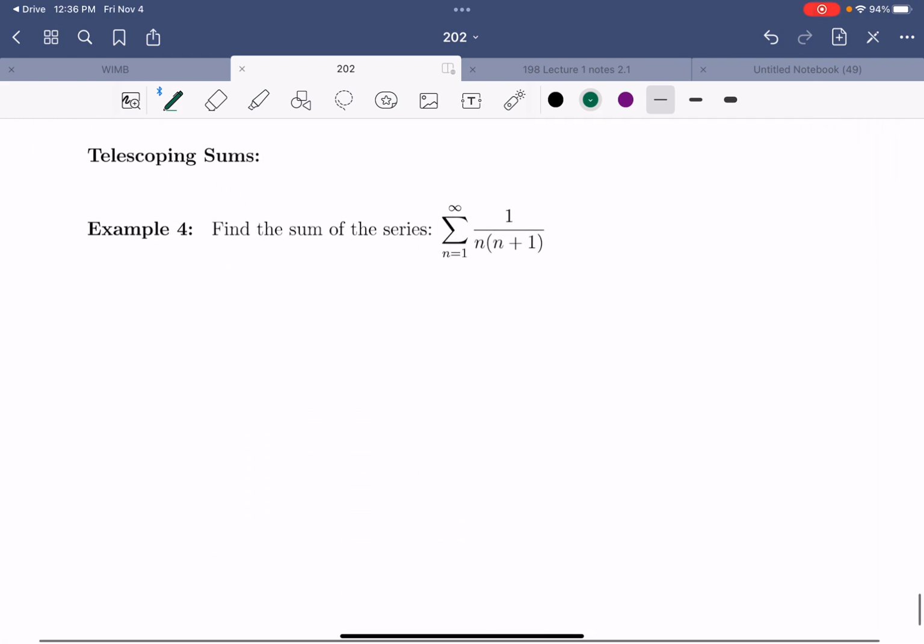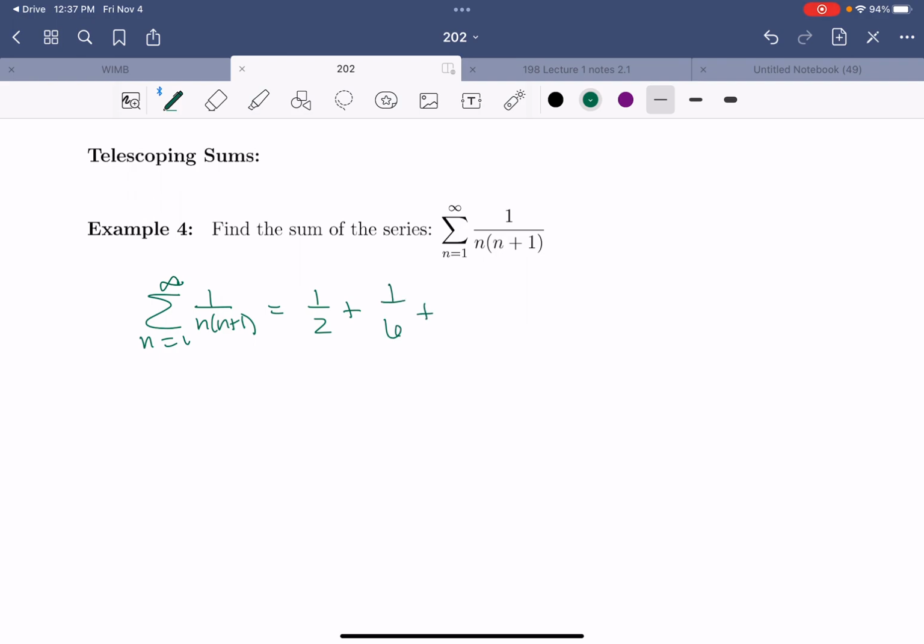Another type of series that we're going to encounter in this section is a telescoping sum. Okay, so find the sum of this series. Okay, now if I start looking at terms, 1 over n times n plus 1. If we plug in 1, that's 1 over 1 times 2, so that's 1/2. If you plug in 2, that's 2 times 3, so that's 1/6.